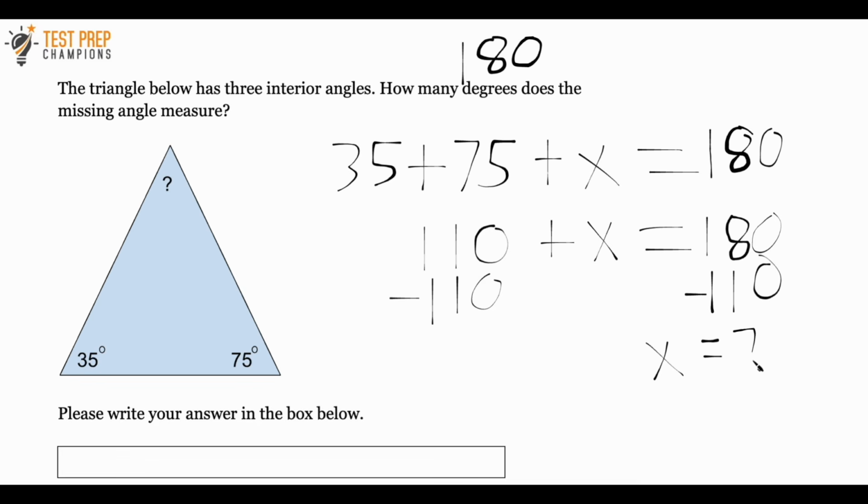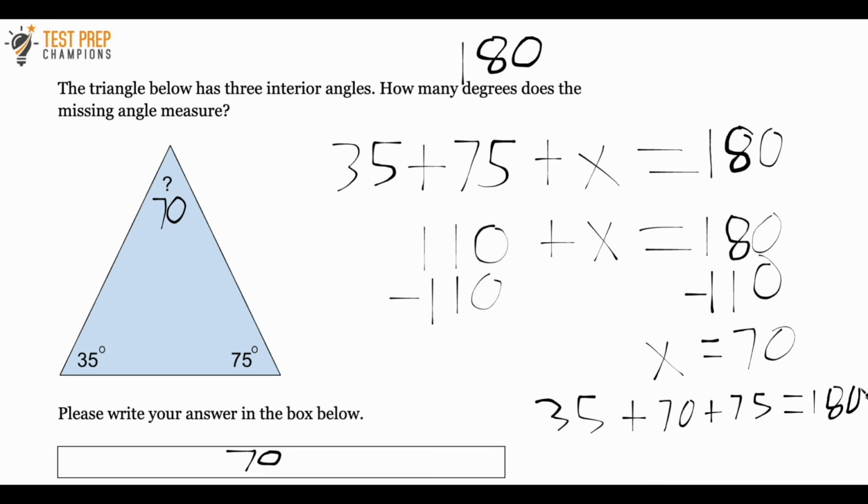180 minus 110 is 70. So the answer here is 70, and we can check our work by taking the 3 interior angles and adding them up. So we could do 35 plus 70 plus 75, and if 70 is the right answer, these will add to 180. If you check it in a calculator, it does equal 180. So 70 is the correct answer here.